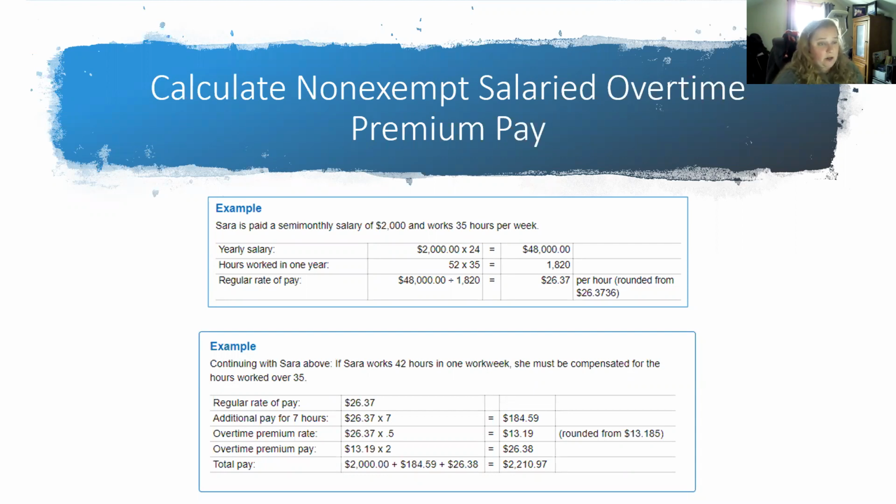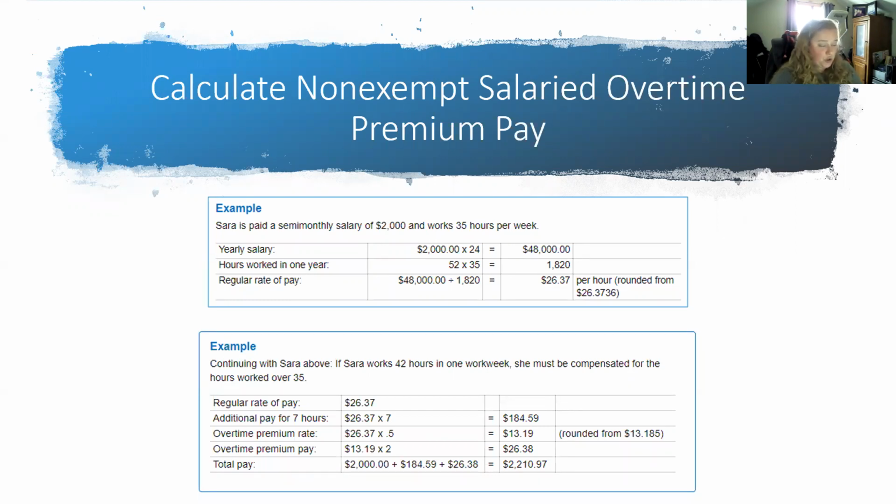So we've just calculated her regular rate of pay of $26.37. And we're going to multiply by 7 because she normally is scheduled to work 35 hours in the week. She worked 42. So 42 minus her normal 35 means she worked 7 hours of overtime. So 26.37 times 7 is $184.59. The overtime premium rate is going to be that $26.37 times 0.5. That's half of the regular rate of pay, which is $13.19.